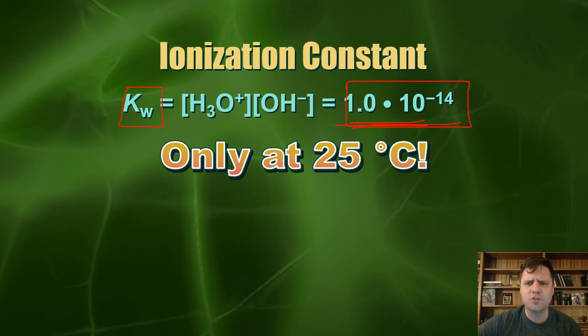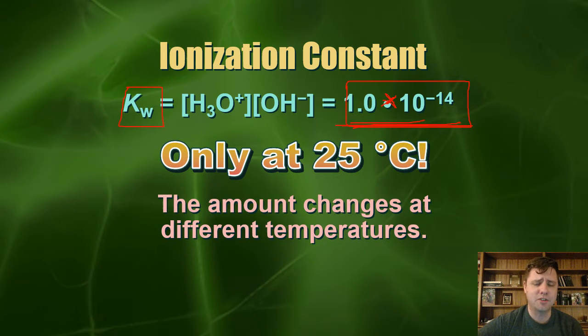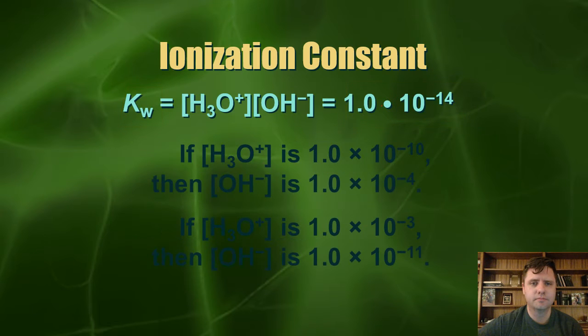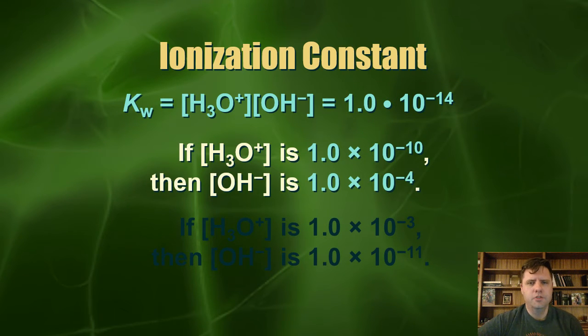This is a number you should memorize. Okay, there's not many that I have you memorize. You should remember this one. 1 times 10 to the negative 14. This dot just means the same thing as a multiply, right? So if you like the x instead, that's fine. But 1.0 times 10 to the negative 14 is the constant. And this amount does change at different temperatures.